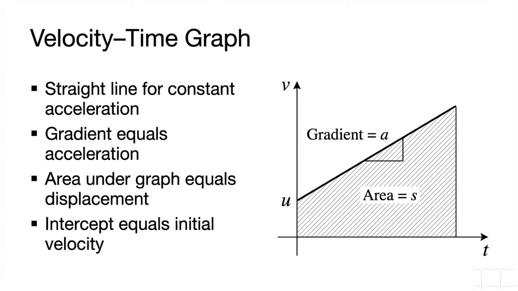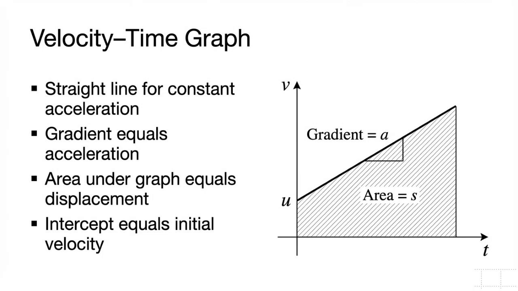Next, let's take a closer look at the velocity time graph. When acceleration is constant, the graph appears as a straight line. The slope of this line, or the gradient, represents the acceleration. If you calculate this gradient, you get the rate of change of velocity over time, which is acceleration.